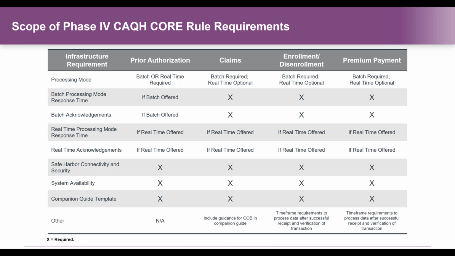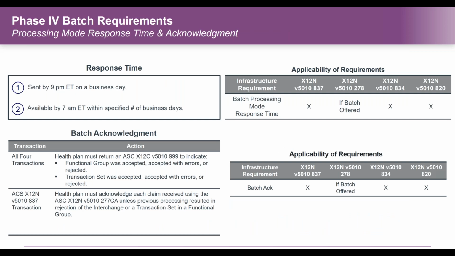But I want to draw your attention that they are specific to the conduct of the transaction and not to the data content. In Phase 2 and Phase 3, we do have data content rules related to specific transactions. And in future phases, we'll also look at and focus on data content for the other transactions. But for Phase 4, it's specific to the infrastructure requirements. And again, those roles and responsibilities between trading partners.